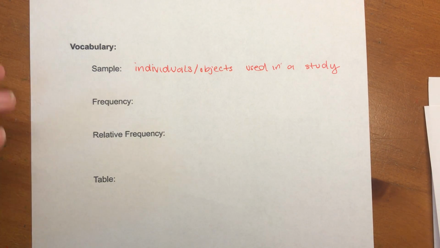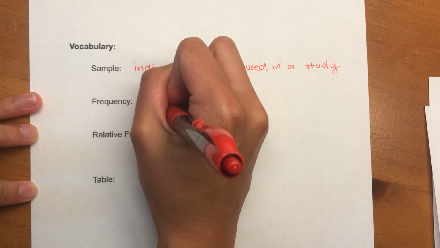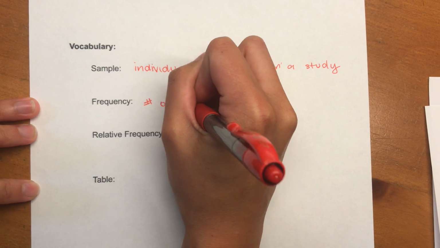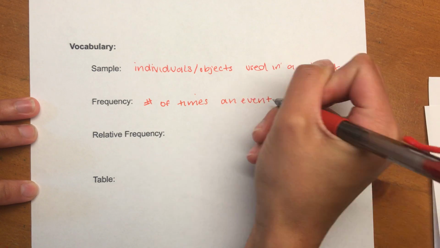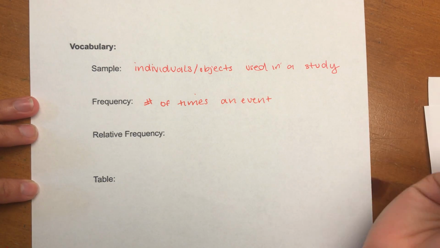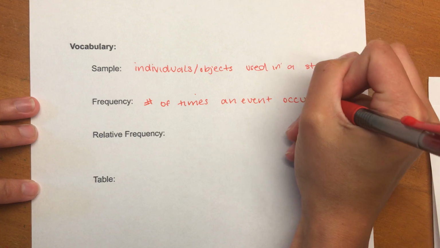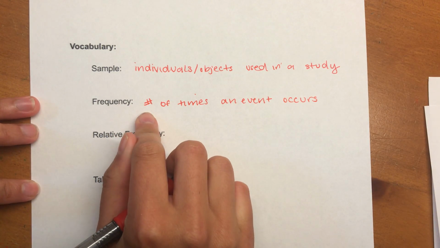The frequency is going to be a number. Sometimes it's the number of times an event occurs. It could be the number of people who vote a certain way, okay? So the frequency is some number.